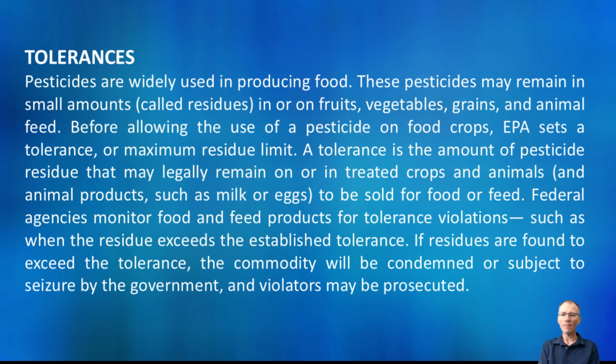A tolerance is the amount of pesticide residue that may legally remain on or in treated crops and animals and animal products such as milk or eggs to be sold for food or feed. Federal agencies monitor food and feed products for tolerance violations, such as when the residue exceeds the established tolerance. If residues are found to exceed the tolerance, the commodity will be condemned or subject to seizure by the government, and violators may be prosecuted.